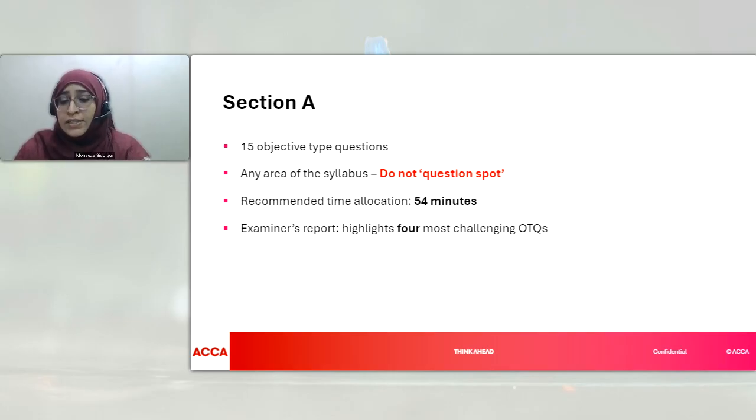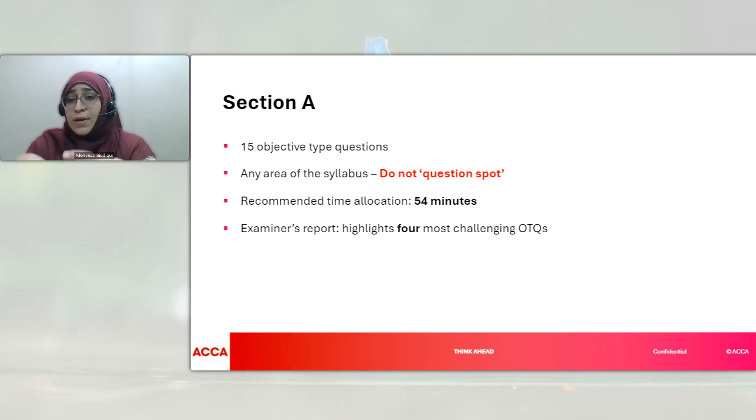Do not try to be selective about the topics or the concepts that you study. It's a natural tendency to keep going back to practice those questions that you are comfortable with. But what is very important is that because this exam will cover any concept that's part of the syllabus, you need to make sure that you have fully covered all the knowledge aspects.